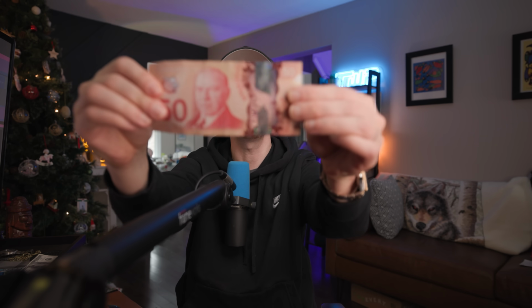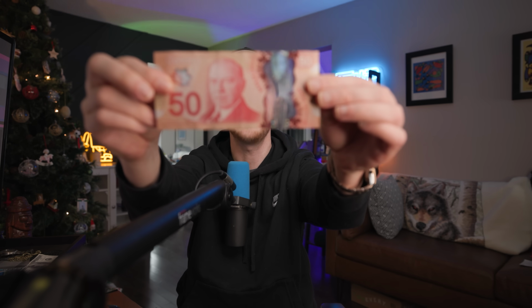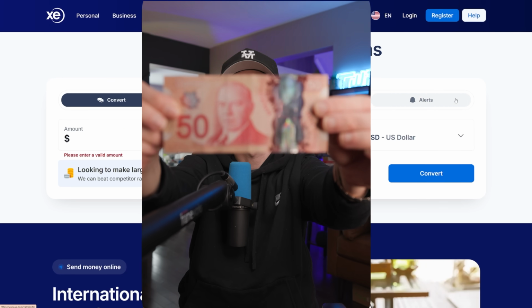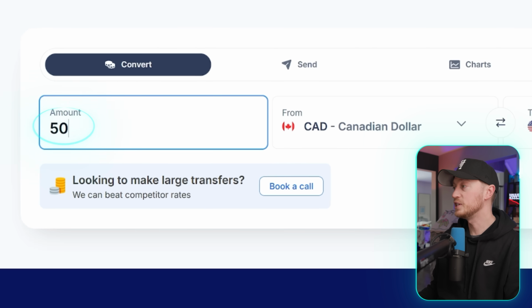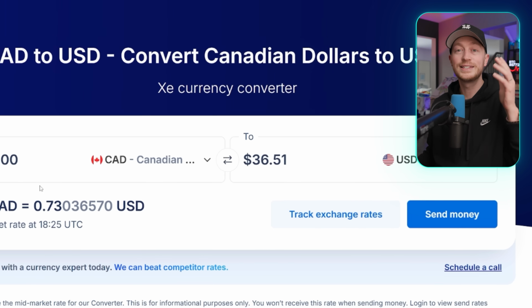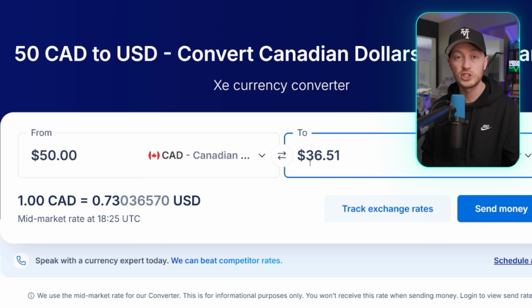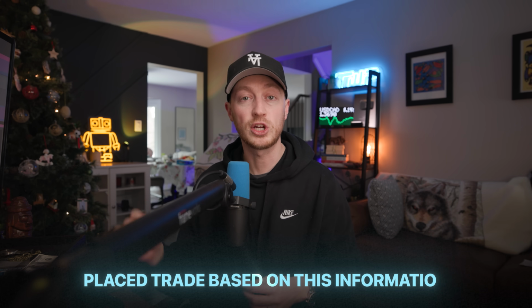So what is Forex trading? Look, I have 50 Canadian dollars right here. Now, the value of this bill goes up and down against other currencies. See, if we put $50 in the currency calculator and convert this, we can see that $50 is only $36.51 in US dollars, and I place trades based on this information.